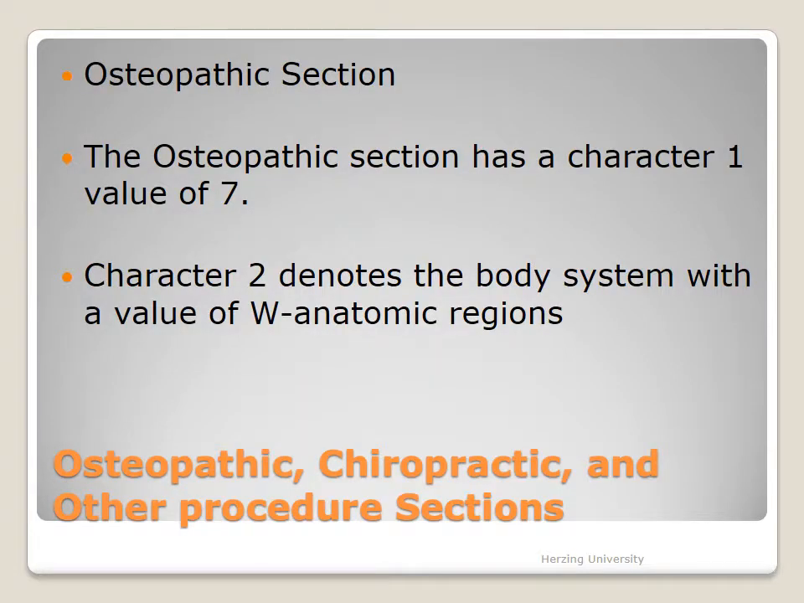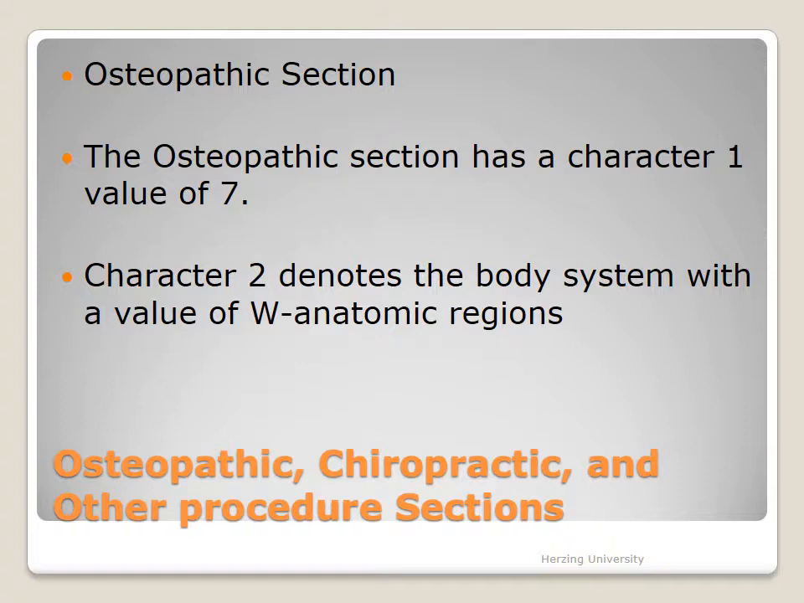The osteopathic, other procedures, and chiropractic sections of ICD-10 PCS are discussed under one grouping because of the size of the sections and the nature of the procedures. However, we will be discussing each section individually. The first section we are going to talk about is the osteopathic section. The osteopathic section has a character 1, which is a value of 7.